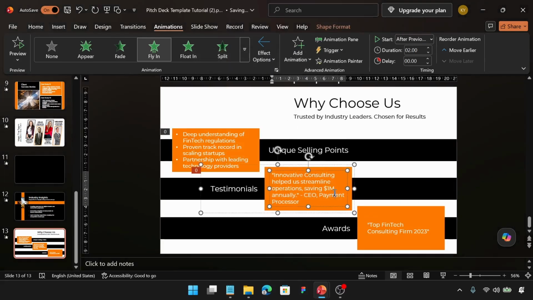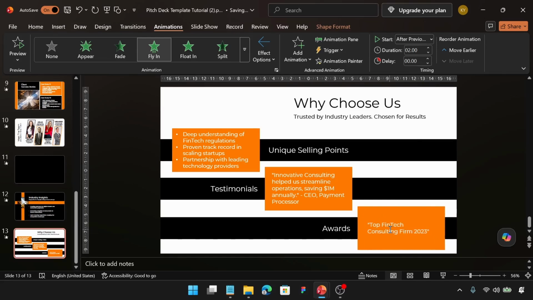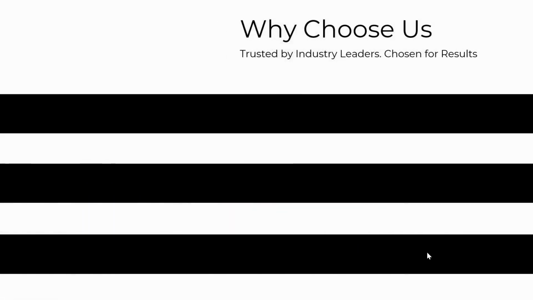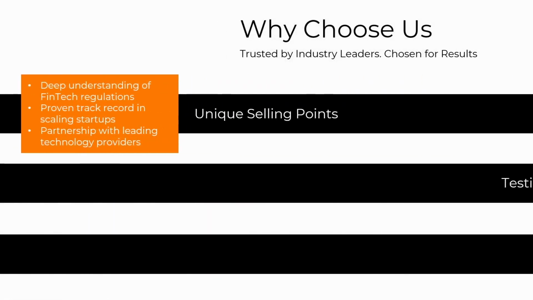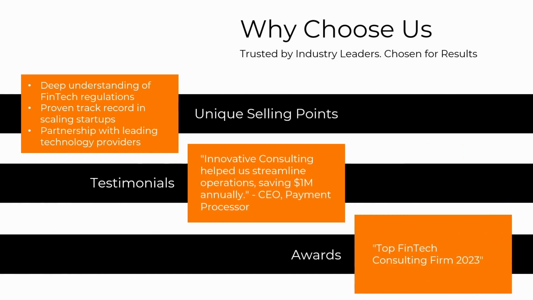And then finally, I'm just going to select this one. Select the animation painter. Click on this and we're going to have the same settings. And yeah, that is it for this slide. Let's go ahead and see what our slide looks like in the slideshow view. So I'm going to click on this and we're going to have the items coming one by one. And yeah, that's it for the why chooser slide for our pitch deck presentation template in PowerPoint.